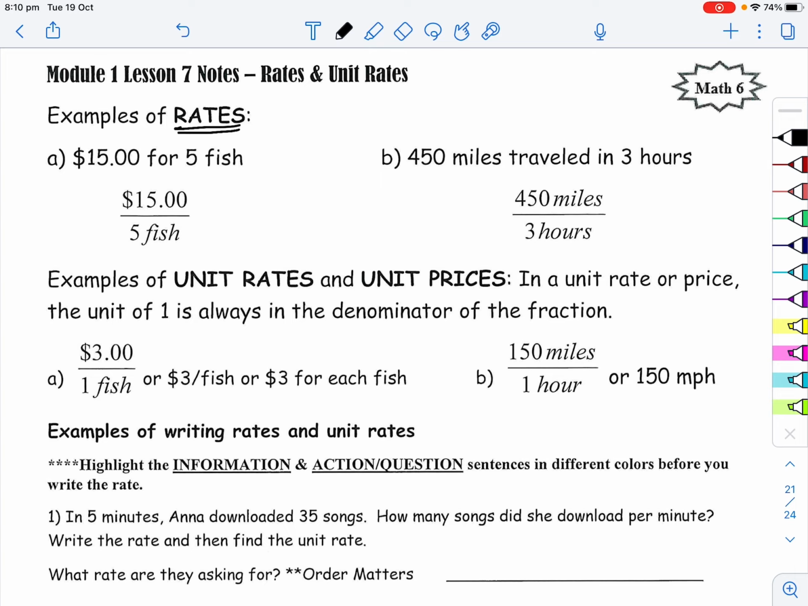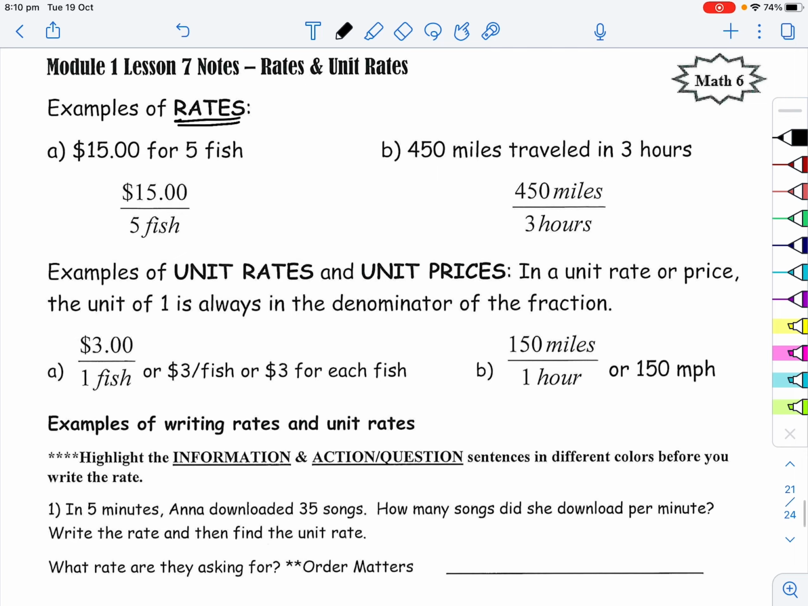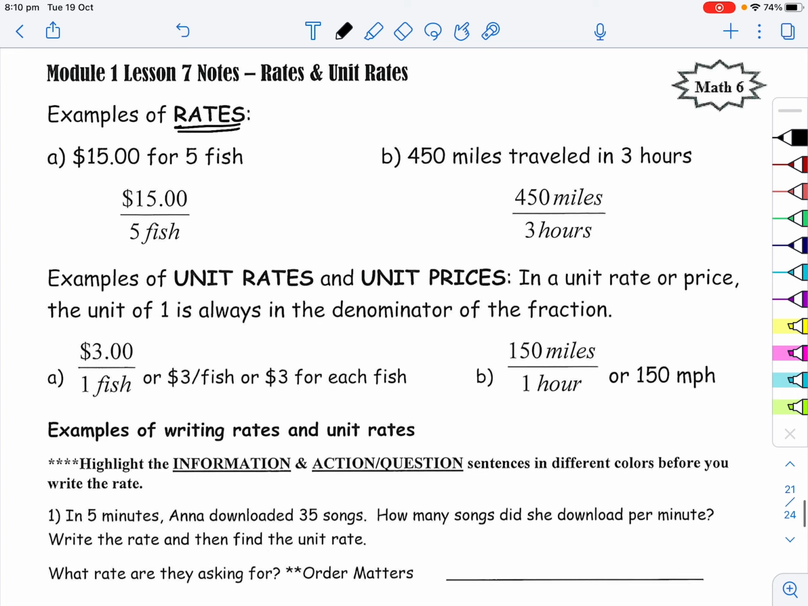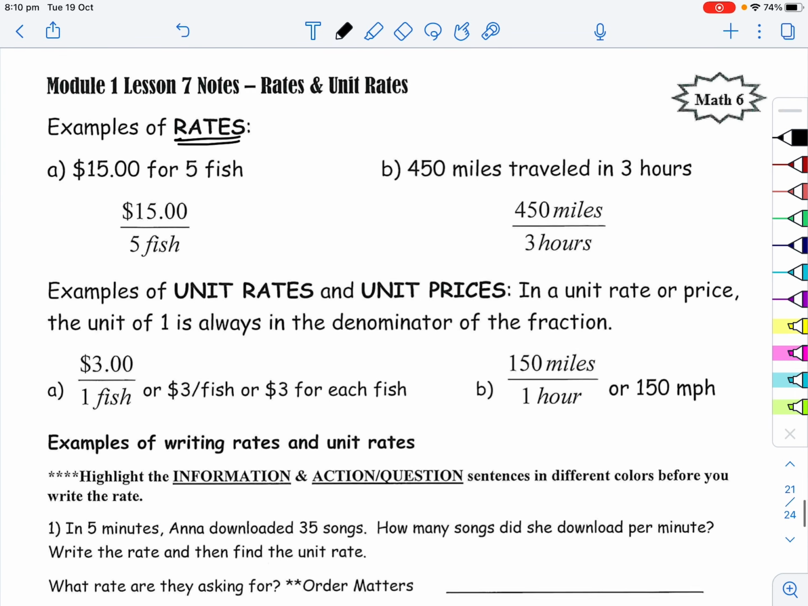So in my first example, I have $15 for 5 fish. So that means $15 over 5 fish. And then my second one, I have 450 miles traveled in 3 hours. So 450 miles over 3 hours.